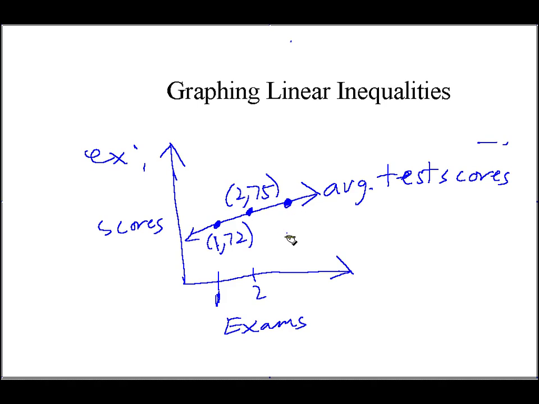And let's do one more here. Let's say this is exam 3. And let's say on the third exam, the average score was 80. So let's suppose we have the following average. This line here represents the average test scores on the first exam, the second exam, and third exam.